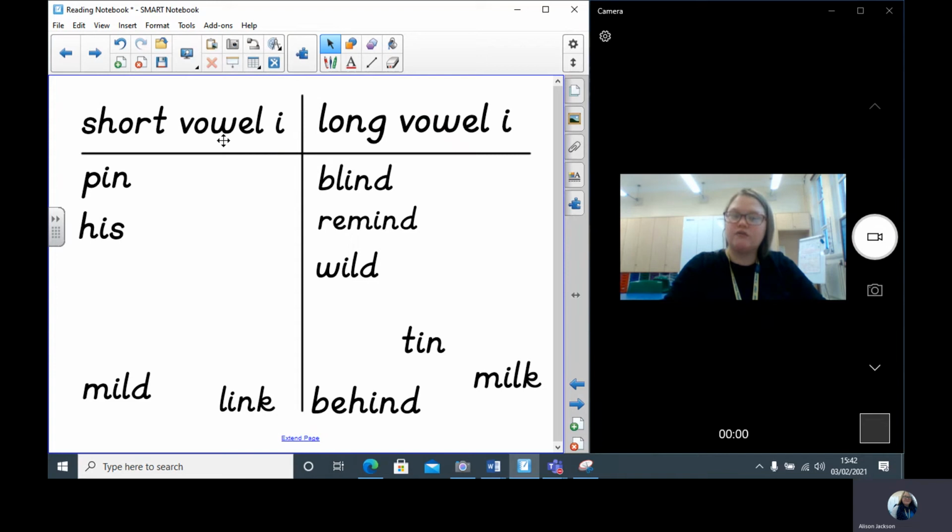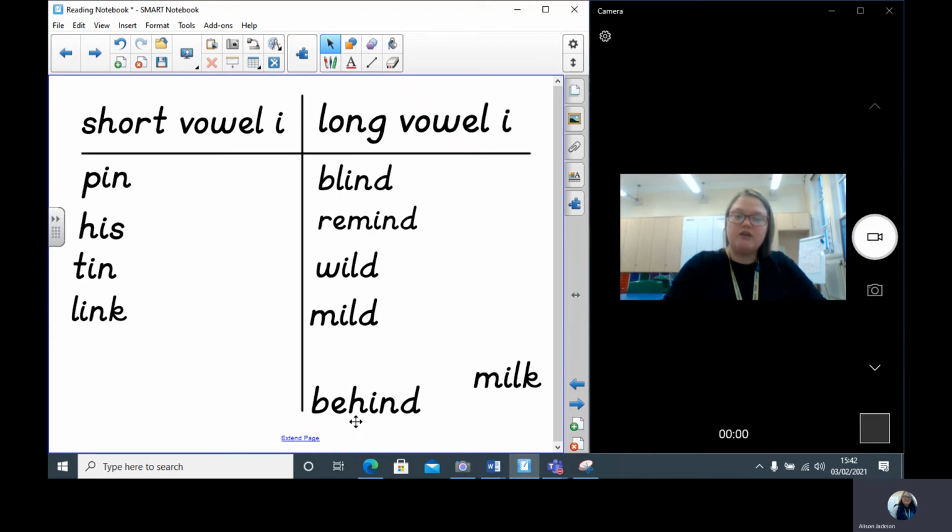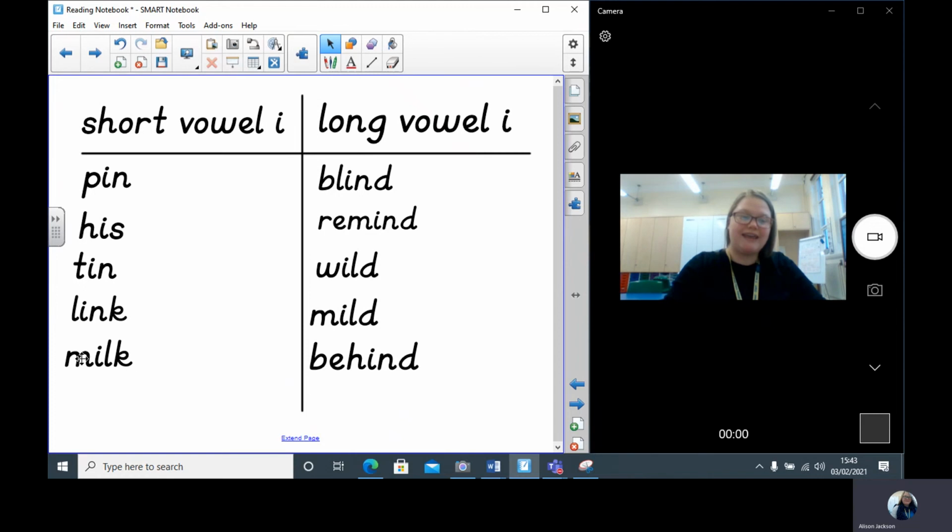T-i-n, tin. Short vowel I or long vowel I? Short vowel I. M-i-l-d, mild. Short vowel I or long vowel I? Long vowel I. L-i-n-k, link. Short vowel I or long vowel I? It's short vowel I, ink. Next one, b, e, h, ind, behind. Is it short vowel I or long vowel I? Long vowel I. Finally, m, i, lk, milk. Short vowel I or long vowel I? Short vowel I. Okay, super.